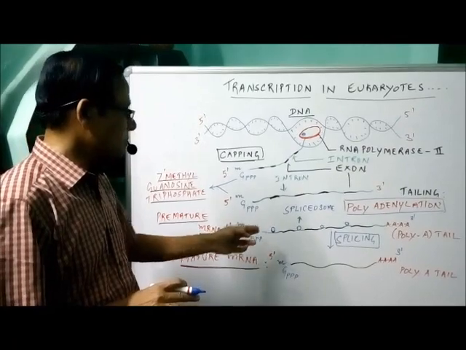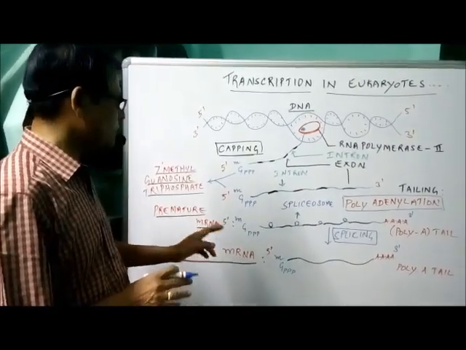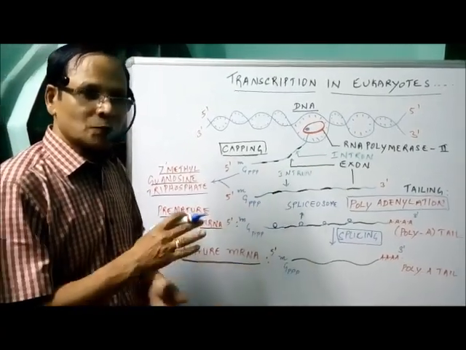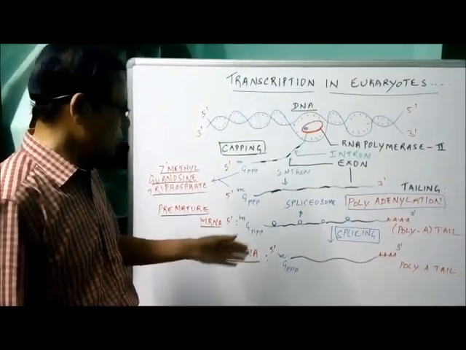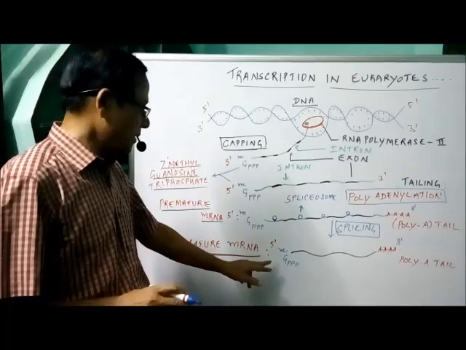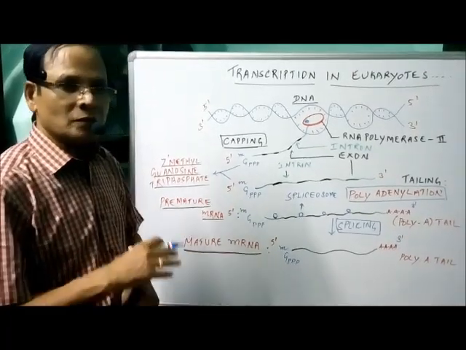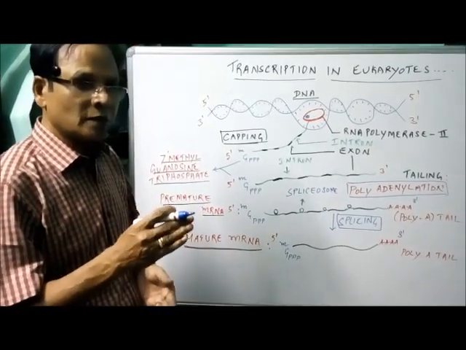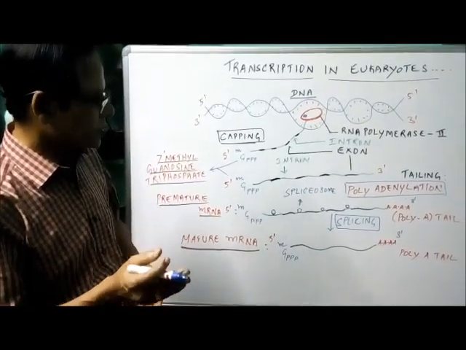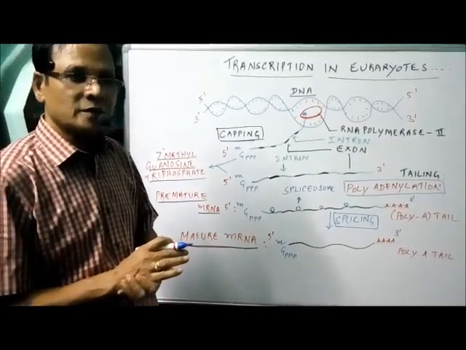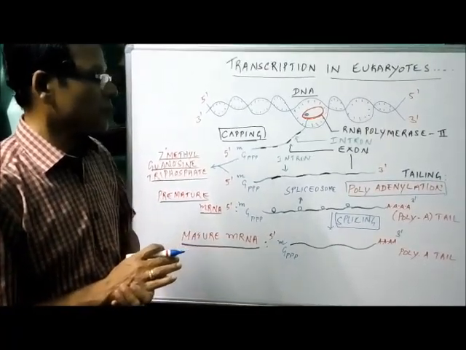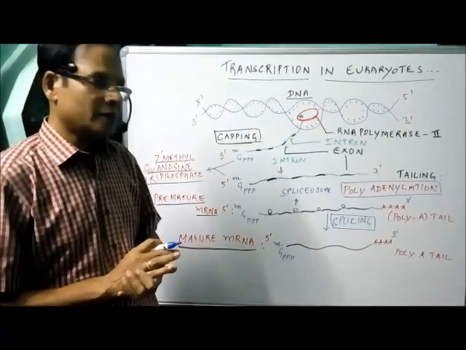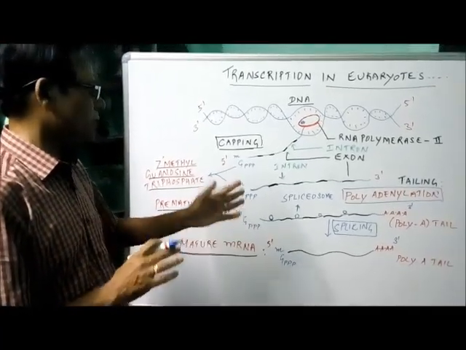Now with exons and introns we have premature mRNA. Once the introns have been spliced out, we have the mature mRNA having the cap, that is 7-methyl guanosine triphosphate, and a tail with many adenylate residues. The process of addition of adenine residues is called polyadenylation, 200 to 300 adenylate residues are added. Now we have the mature mRNA.